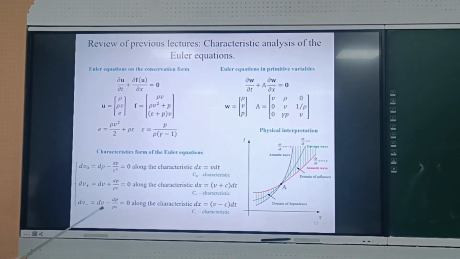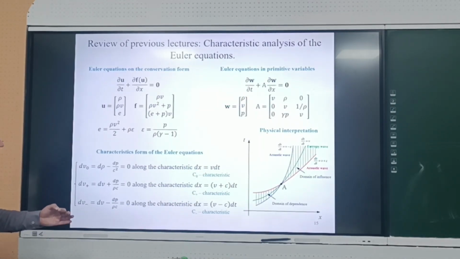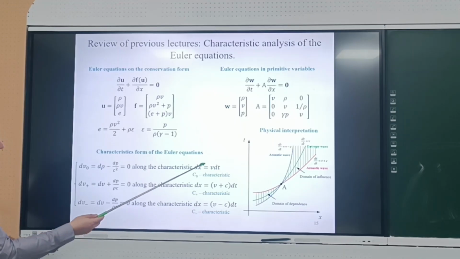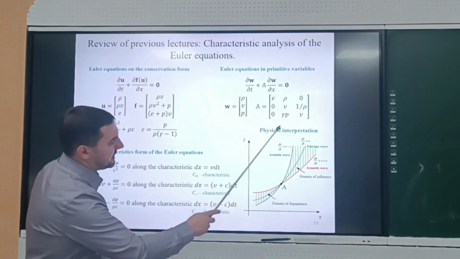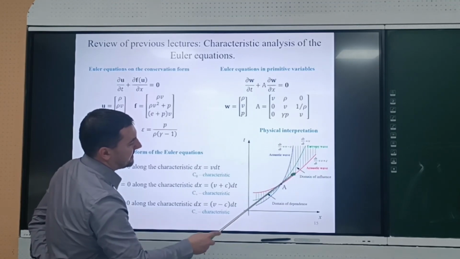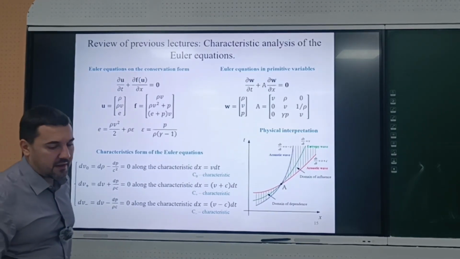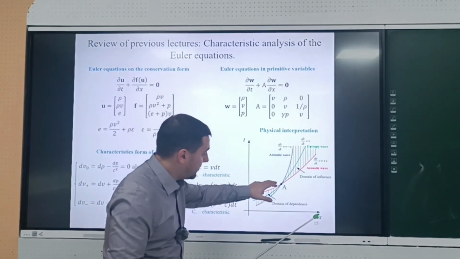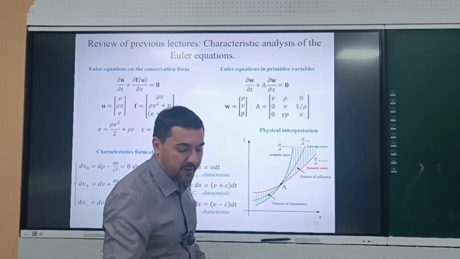So Euler equations in characteristic form means that at each point we have three characteristics, C0, C plus, and C minus. The disturbances in the form of Riemann invariants, V sub 0, V plus, and V minus, propagate along these characteristics. The characteristic dx over dt equals V is called the entropy wave, and dx over dt equals V plus minus C are called acoustic waves. So this is the characteristic form of Euler equations. For each point A we have these waves, and this is the domain of influence, and this is the domain of dependence.